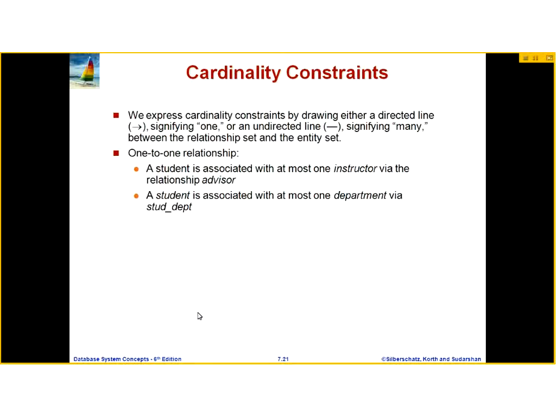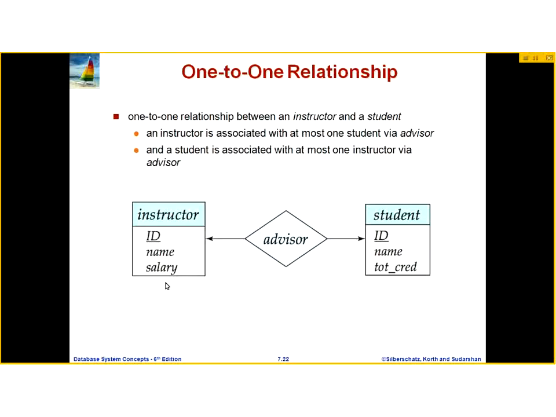Then I told you how you can represent cardinality in a diagram. You use this arrow to signify one, and an undirected line to signify many between the relationships. For example, in a one-to-one relationship, one instructor can advise one student, and one student can be advised by one instructor. So this is the one-to-one relationship represented through these arrows.